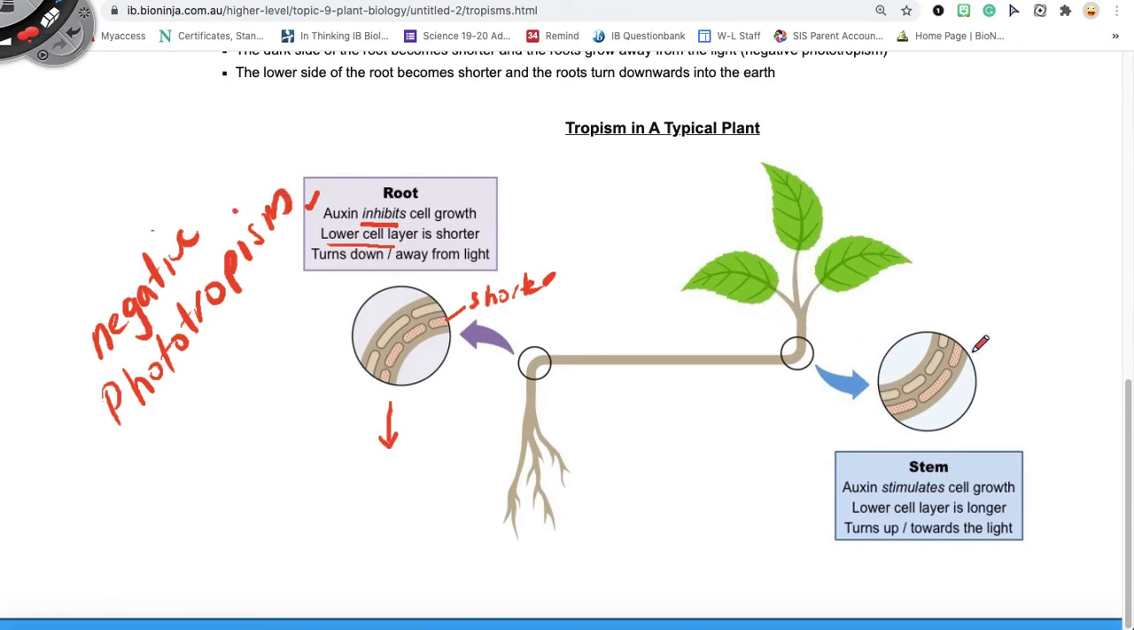Now, what happens in the stem or in the shoot? In the shoot it is a little bit different because auxin stimulates the cell growth. It's an opposite effect. So now the lower cell layers, which happen to be on the side of the shade, accumulate the auxin because the efflux pumps will pump the auxin towards the shady region. So that means that the lower cell layers are going to elongate, and that is going to cause the plant to turn up and turn towards the light. So those are the different types of tropisms.